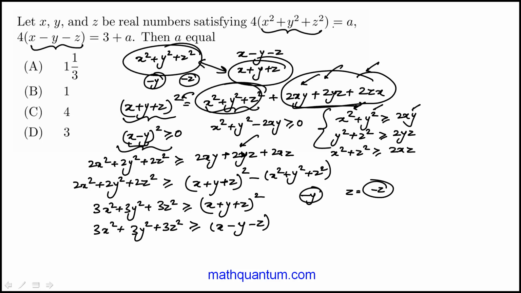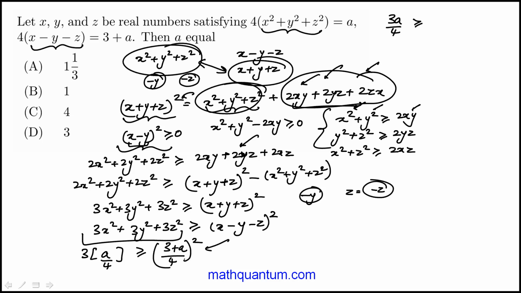So next I'm going to substitute those here. That piece becomes 3 times x squared plus y squared plus z squared, which is a over 4. And then here, x minus y minus z is, let's see, actually I need to make sure this is a square. So that would be 3 plus a over 4 squared. So this is going to help me get to what a is. So I'll do the work here. Sorry, it's kind of getting squeezed here. And then square numerator and denominator. So that would be 9 plus a squared plus 6a over 16.